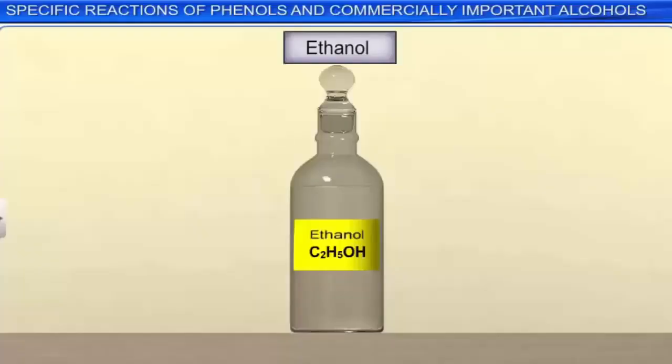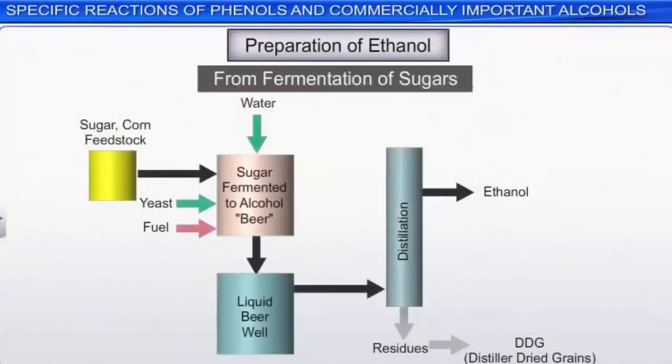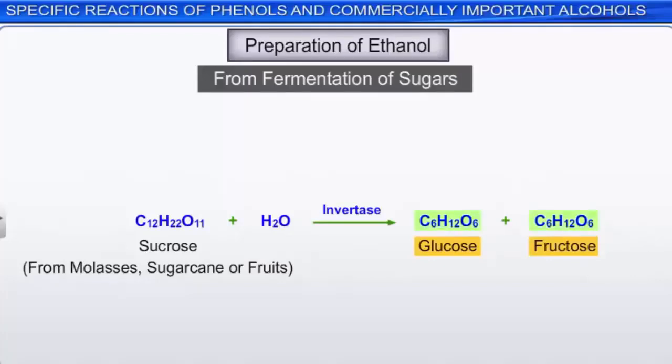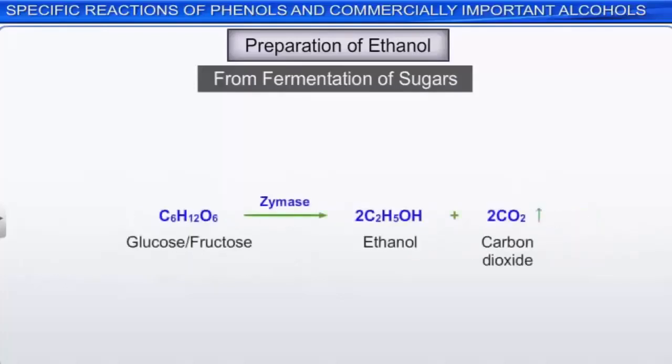Ethanol has the chemical formula C2H5OH. It is primarily formed from the fermentation of sugars from various plant materials. First, the enzyme invertase converts the sugar in molasses, sugarcane, or fruits into glucose and fructose. Both glucose and fructose have the same molecular formula, C6H12O6. Next, the yeast enzyme zymase ferments the simple sugars, glucose and fructose, to form ethanol. Carbon dioxide is also released.